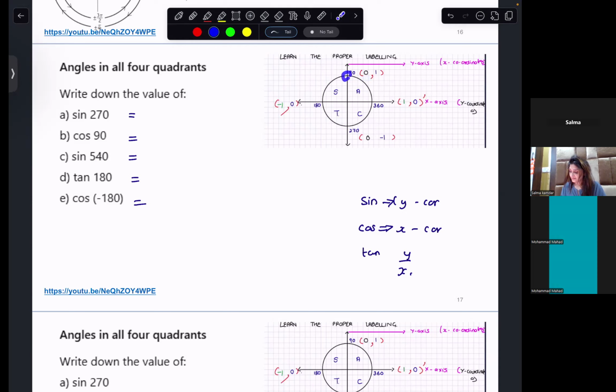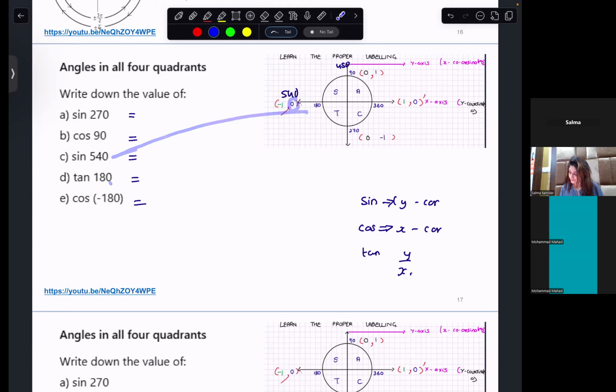Sine 540. 9, so 18, 360, 27, plus 360, 360 plus 90. It is 450. Then it's going to be 180. So sine, minus 1, 0. Sine is which coordinate? Y coordinate. So 0. Tan 180.